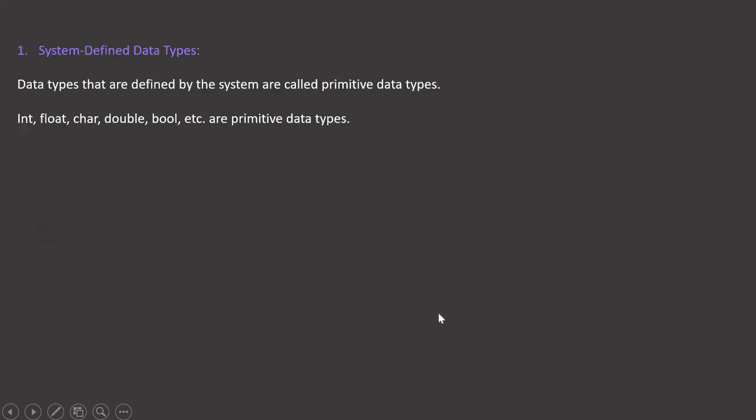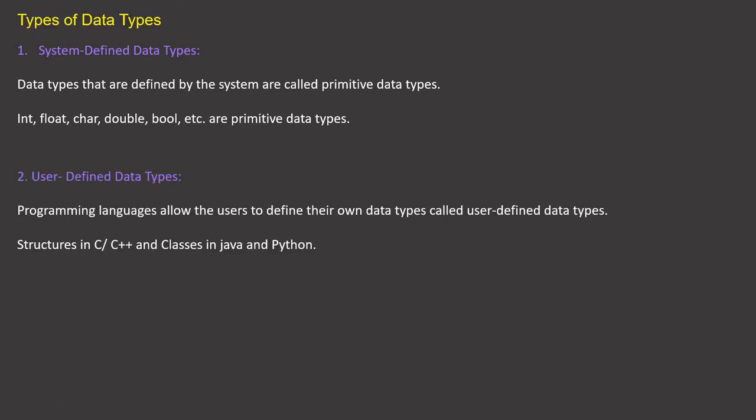Okay, so there are two types of data types. First is system defined. These are predefined data types which are already defined by the system, which we also call the primitive data types. Examples are integer, float, character, double, boolean. Second type is user defined data types. User defined data types means the machine, or different languages, provide us the facility in which, if these data types are not enough, you can define your own data types, which is called the user defined data types.